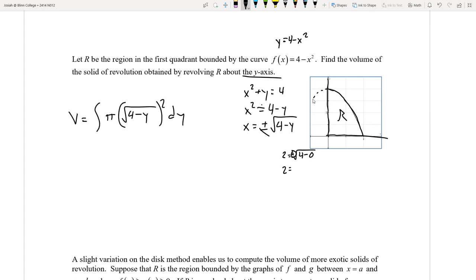I'll go ahead and do the whole copying thing over here. We're going to be revolving about the y-axis, so something like that. I can't really do this end because it's got a 0 on it there, so I'll go ahead and just do a couple in the middle.